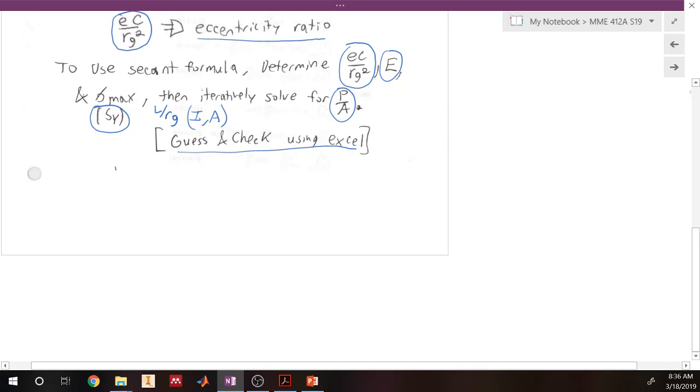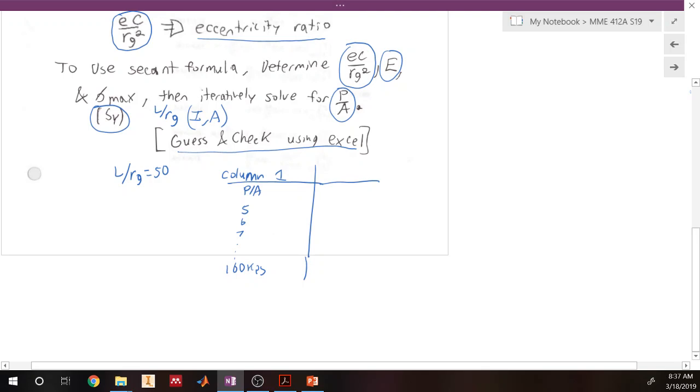You would start with a given L over rg, something like L over rg equal to, I don't know, 50, for example. Then in column 1, you would list a number of different stresses, so P over A. Maybe you would say 5, 6, 7, all the way to a certain amount of kpsi, let's say 100 kpsi.